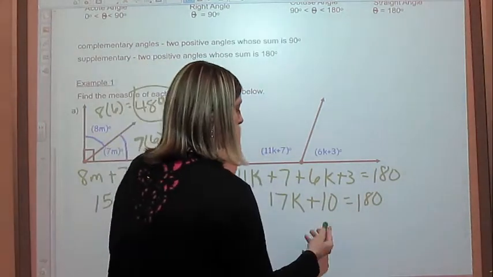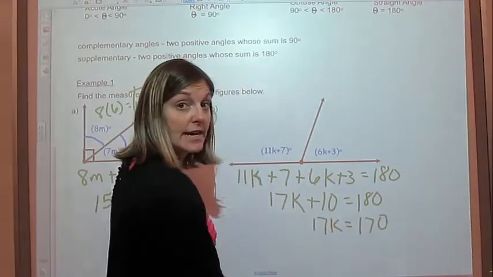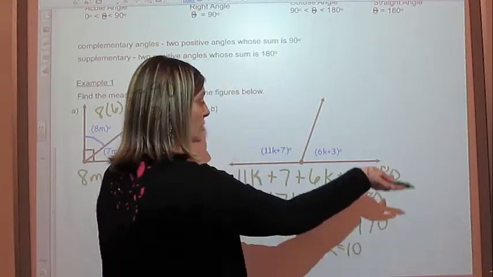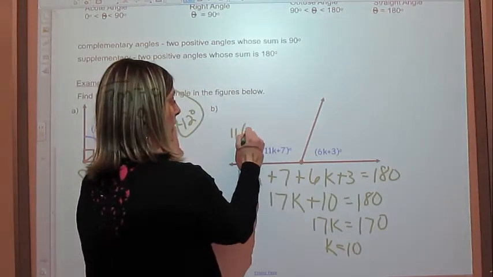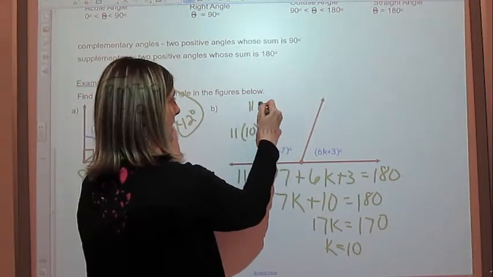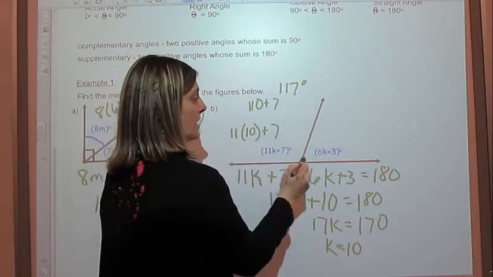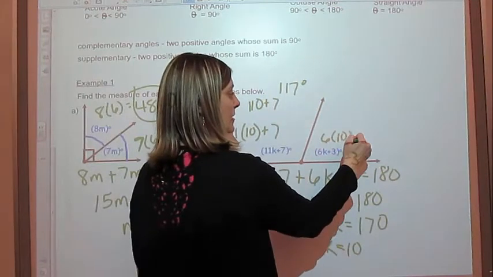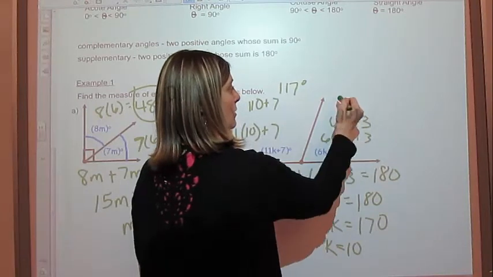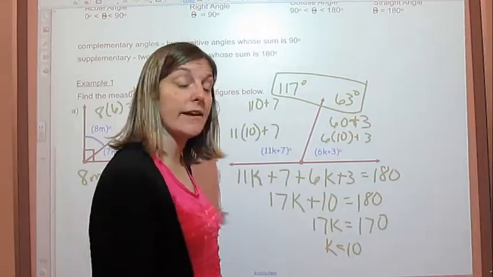And then subtract the 10. And then divide both sides by 17 and you get k is 10. But remember, they asked for the angle measure, so you plug it back in. So 11 times 10 plus 7, and that gives you 110 plus 7, which is 117 degrees. And then 6 times 10 plus 3, so 60 plus 3, which is 63. And those together add up to 180, so we know we're right.